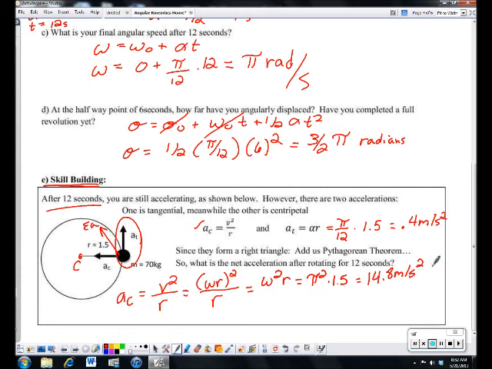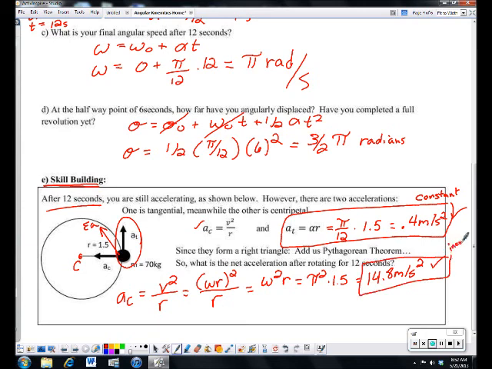If you notice, this one is dominating the other, and that's what you're going to find out. Over time, as you get faster and faster, the tangential acceleration is usually pretty small compared to the centripetal. Early on, though, sometimes it's worth considering. Because remember, the tangential one in this question is constant, while the centripetal one is increasing because you are speeding up.